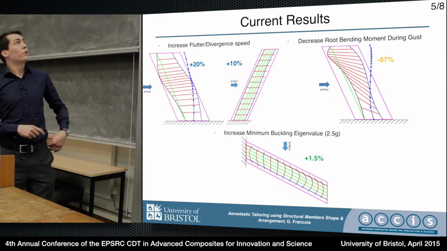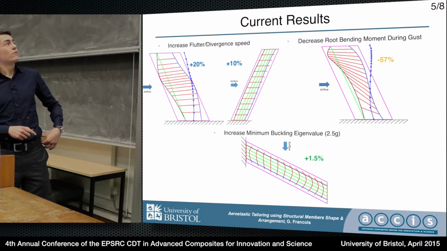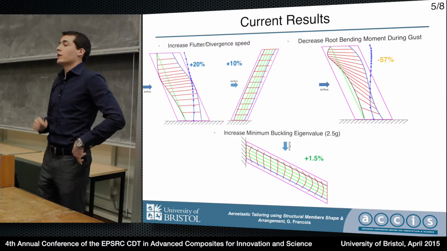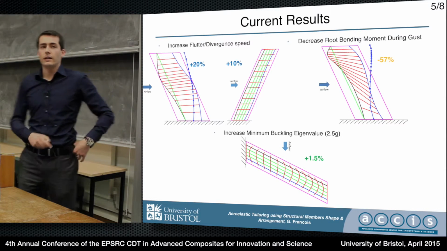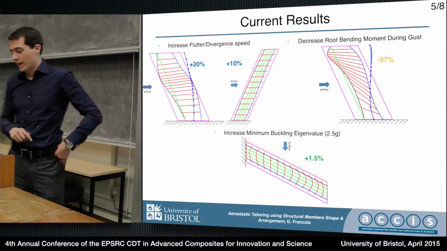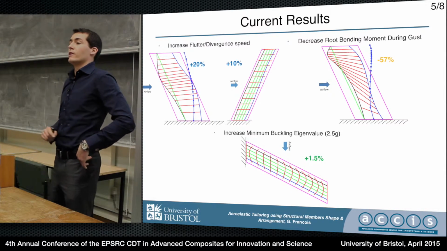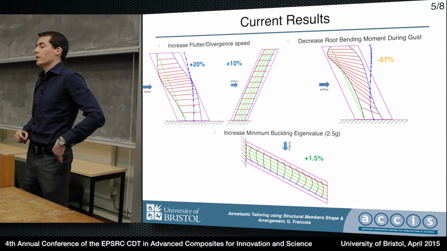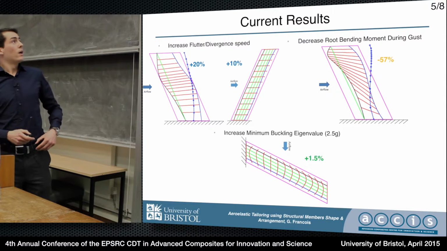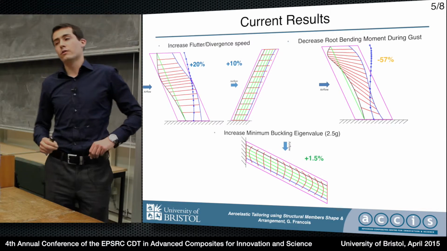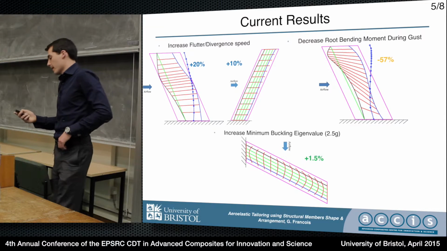Those are just examples of some of the results that we found in the past 2 years. We show that you can actually increase your flutter divergence speed. The amount by which you can increase that speed depends on how much freedom you have in your design space. We also proved that you can decrease your root bending moment during a gust encounter. And also, we found that you can actually increase your minimum buckling eigenvalues during a 2.5G load case.